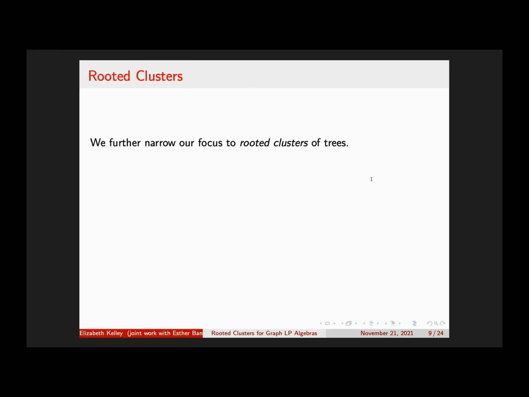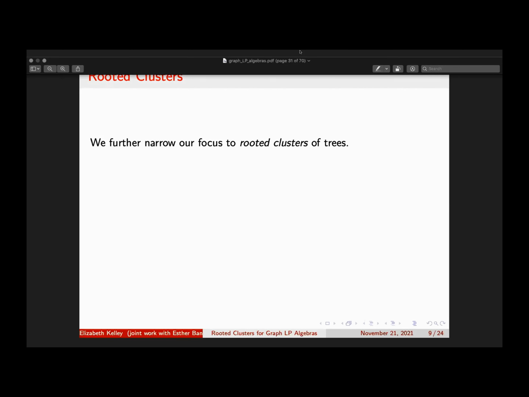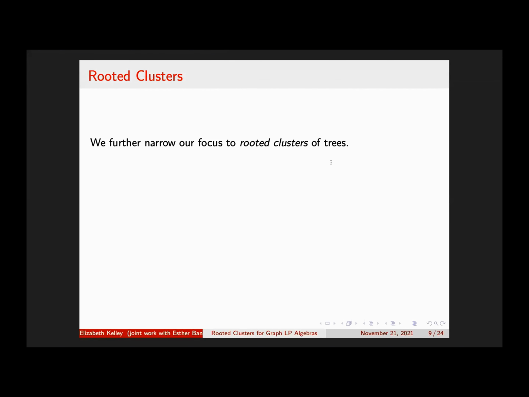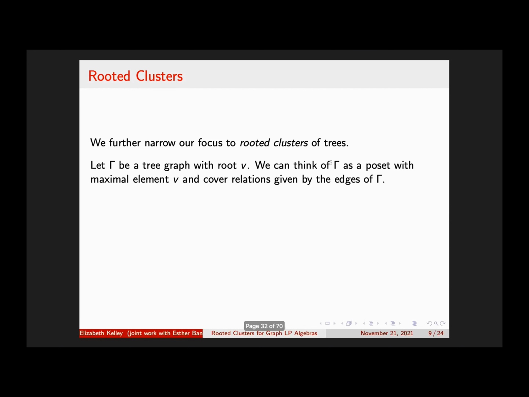Okay, but so it turns out that thinking about positivity in graph LP algebras is still hard. So we're going to further narrow our focus to what we call rooted clusters. And the idea here is that we're going to only think about tree graphs. And for a tree, you can pick a vertex and consider that as the root, right? And so then once you choose a root, you can think of your tree as a poset where the root is the maximal element and cover relations are given by the edges of the graph.